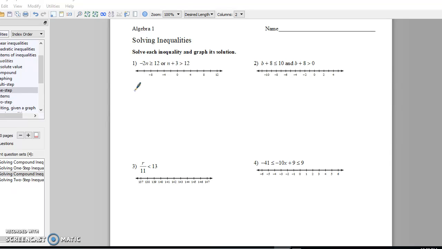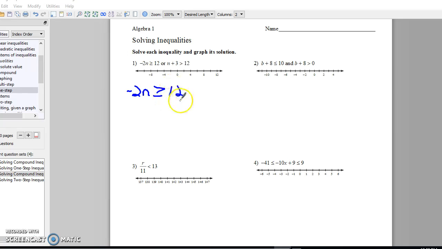Number one says negative 2n is greater than or equal to 12 or n plus 3 is greater than 12. So we have two inequalities and we want to graph all the solutions that make both of them, or sorry, not both of them, make one or the other one correct.